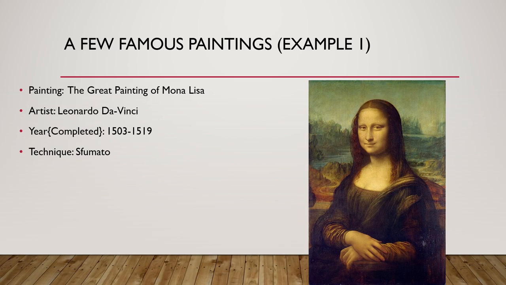Okay, so briefly again, look at the Mona Lisa. It's the great painting of Mona Lisa. The artist was Leonardo da Vinci. We all know that. We don't know when he completed this painting, that's why I put that year frame. Some say it was before 1507, 1513, 1517. I just put that time frame in there of when he completed the work. And of course, the highlight of the technique of this picture is Sfumato, but there's more than just that. And we all know this picture.